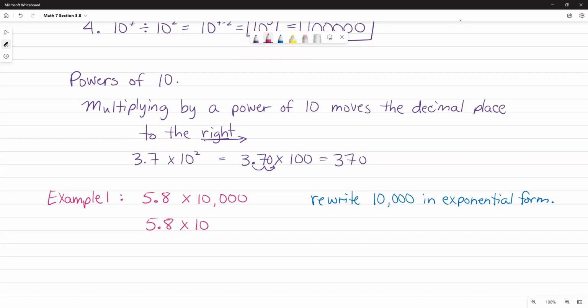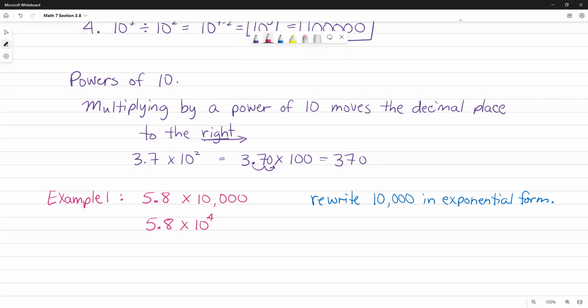10 to... How many zeros do you have total? 4. So 10 to the power of 4. Just count the zeros. Remember, 10 to the 1 still is that first 0. Okay, so it still counts. Now, based on that exponent, how many places to the right do I need to move my decimal? It should match the exponent. So I need to move my decimal 4 times.